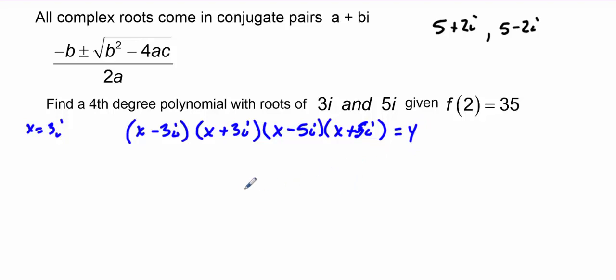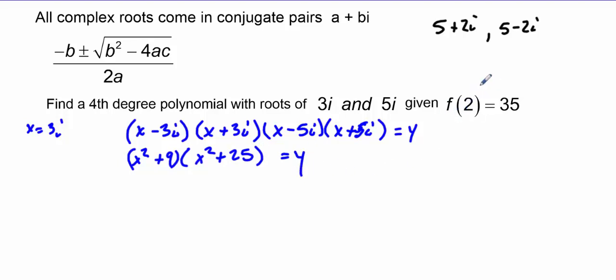And that's equal to some y value. You'll notice when I multiply these out, these are difference of squares. I get x squared minus 9i squared, but minus a 9i squared, and i squared equals negative 1, so that's plus 9. And x squared plus 25, by the same reasoning, equals y.